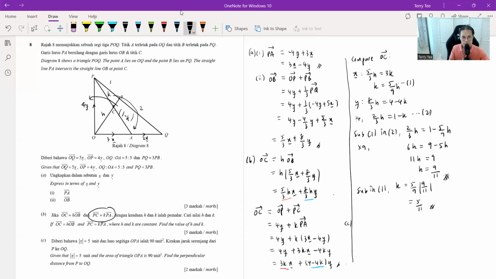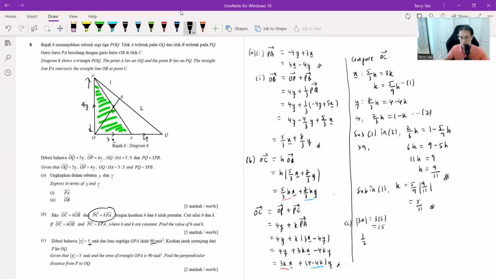It is given that the magnitude of x is 5 units and the area of your triangle is 90. Okay, so now let's just draw this out. Triangle OPA is a small triangle. It's this triangle here, right? Now, your base is 3x, your height is 4y, and you're finding the perpendicular distance from P to OQ. That means we are talking about this length. We're finding this height. We know magnitude x is 5, so 3x will be 3 times 5. This is 15. Very simple.